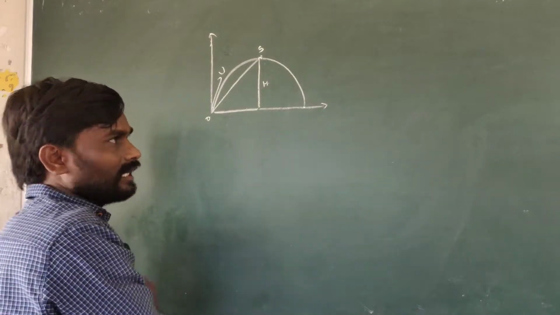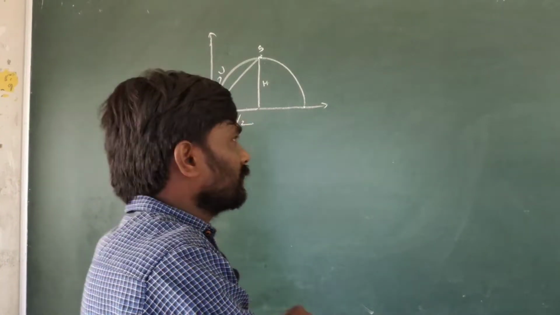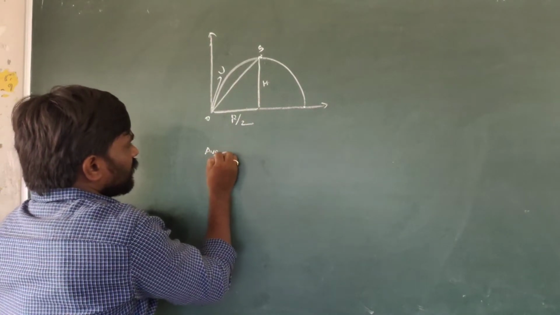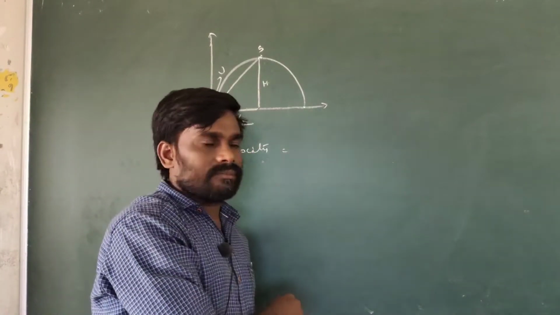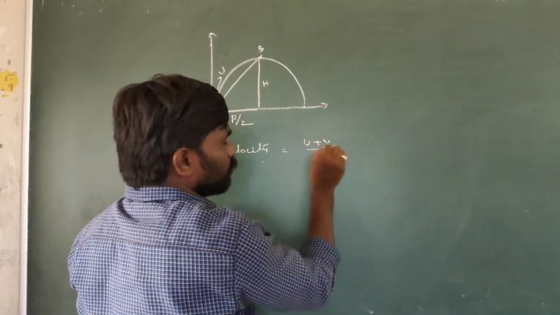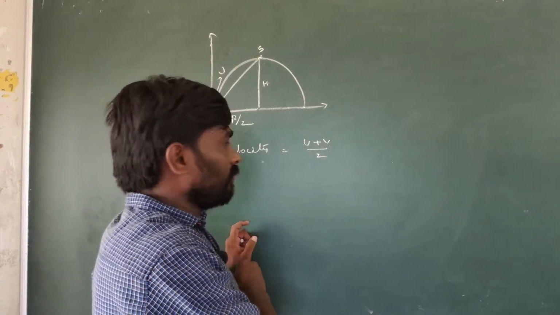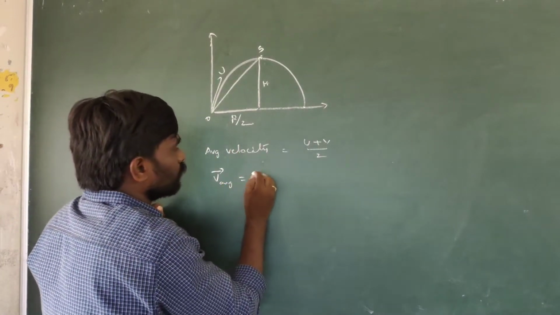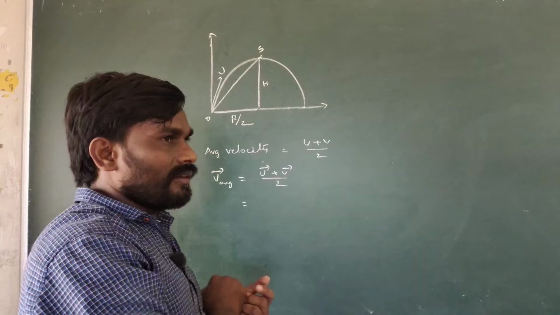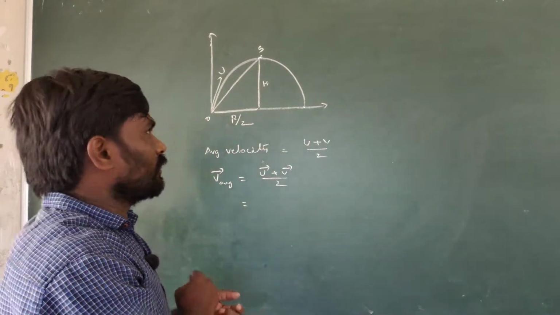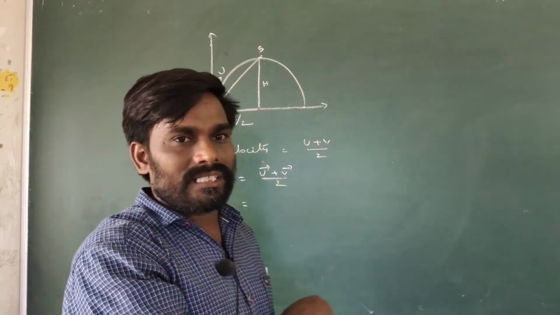The total distance is R. This distance is R by 2. Then you find out the average velocity. You know the formula: average velocity means initial velocity plus final velocity by 2. That is the general formula. In vector form, average velocity is equal to u bar plus v bar by 2. Here u bar, the initial velocity, is resolved into two components, one the vertical component and the other the horizontal component. Vertical velocity is u sin theta, horizontal velocity is u cos theta.